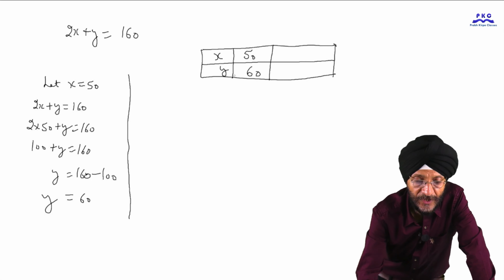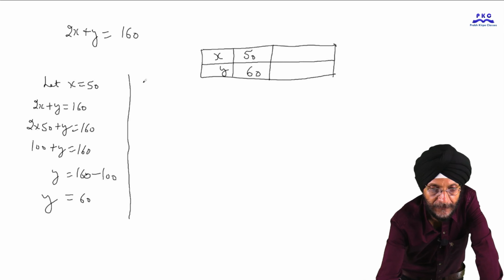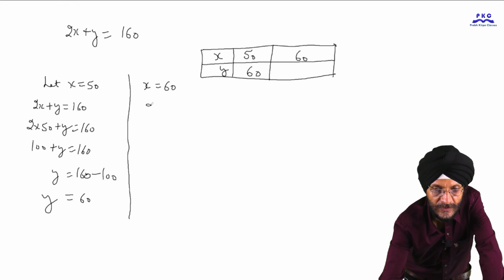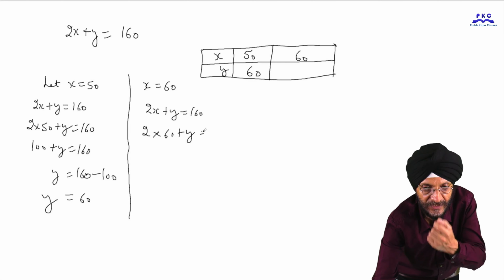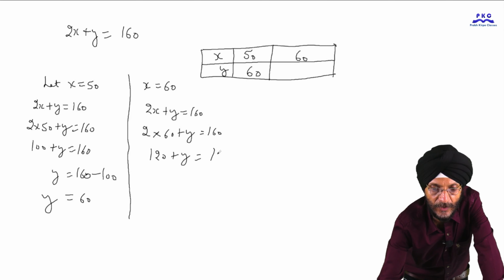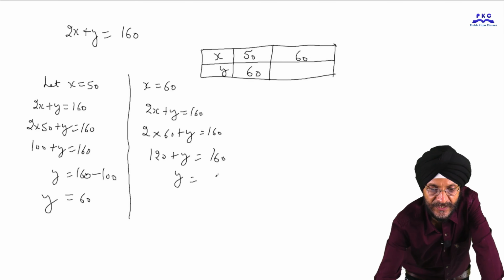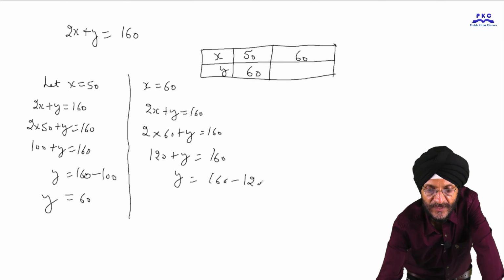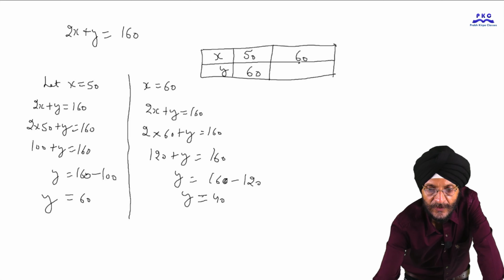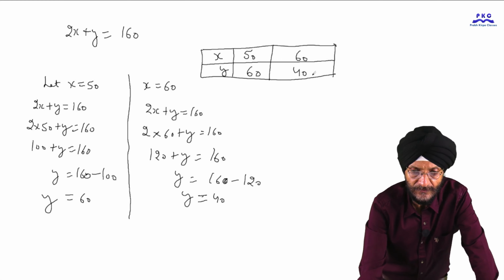So now we assume the value of x again. We assume it as 60. What will happen? This is the equation, 2x plus y is equal to 160. We fill in the value of x. 2 into 60 plus y is equal to 160. 120 plus y is equal to 160. y is equal to 160 minus 120. y is equal to 40. So this is the second.